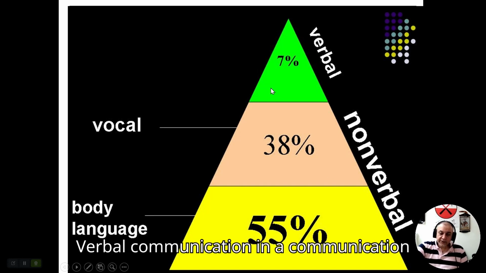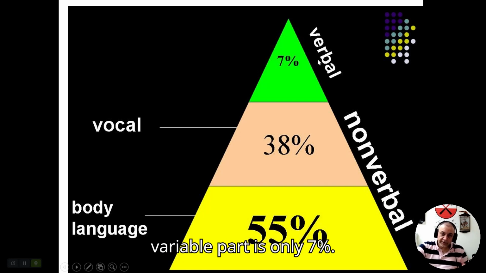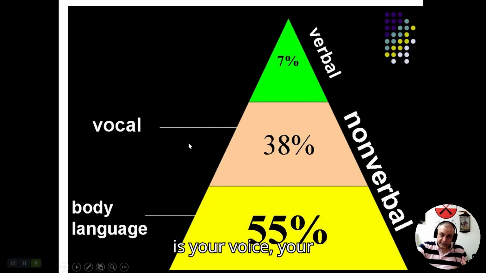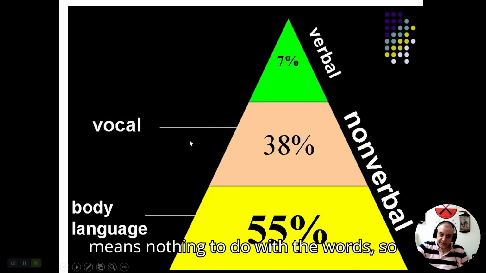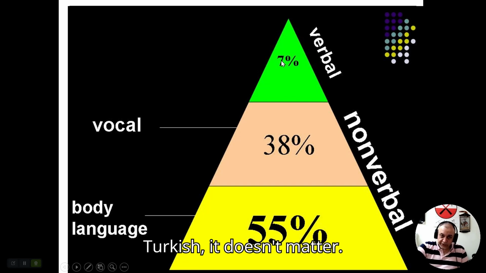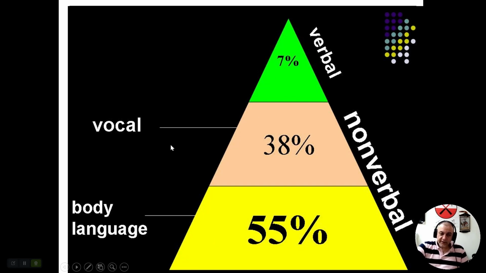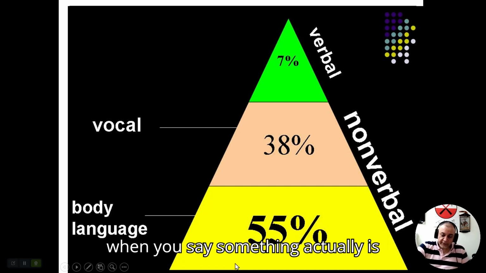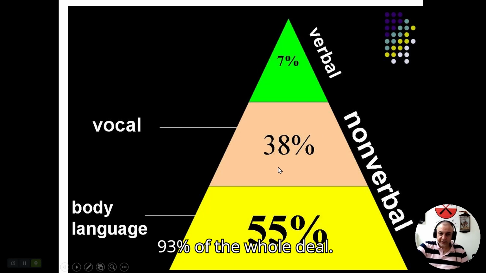Verbal communication is only 7%. And then the non-verbal has two parts. One is your voice, your intonation. Non-verbal means nothing to do with the words. So whether you speak English, Chinese, or Turkish, it doesn't matter. How you say something and how you look when you say something is actually 93% of the whole deal.